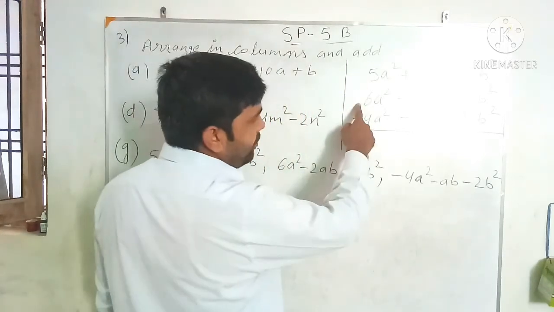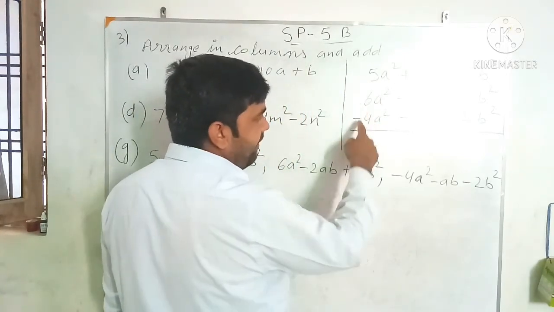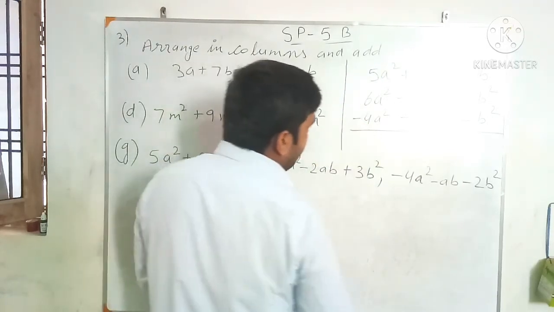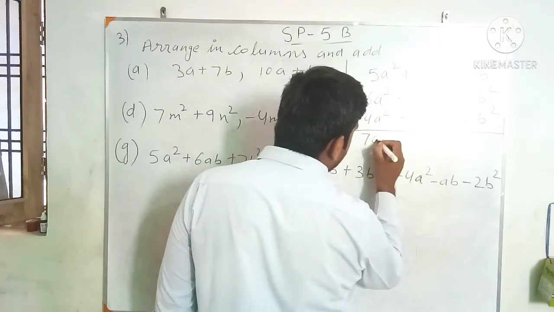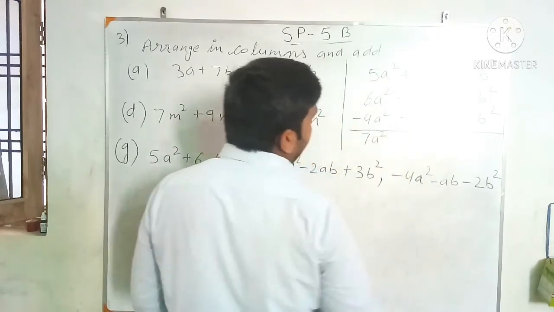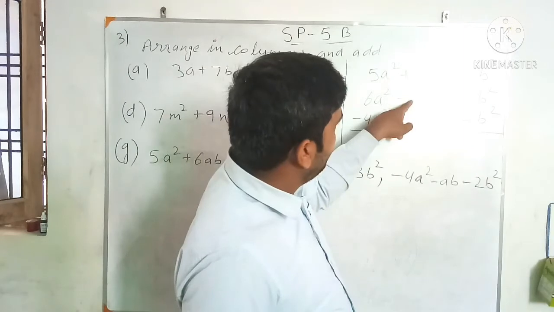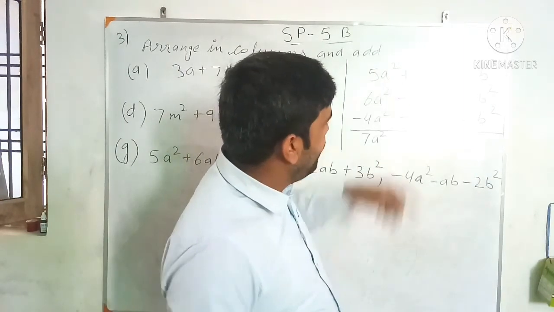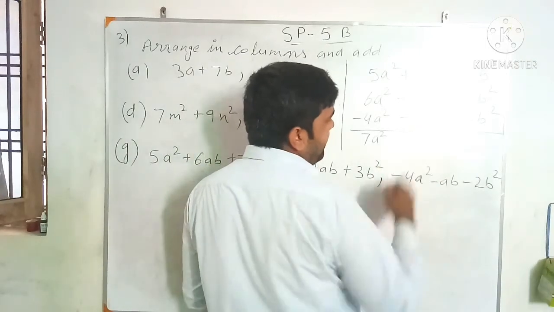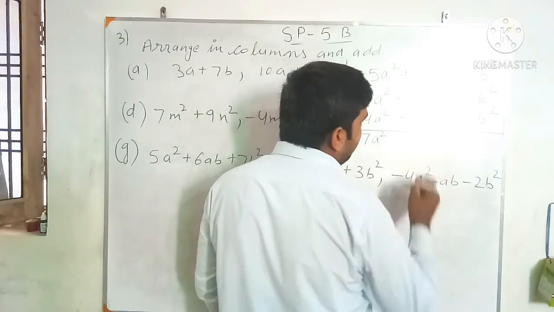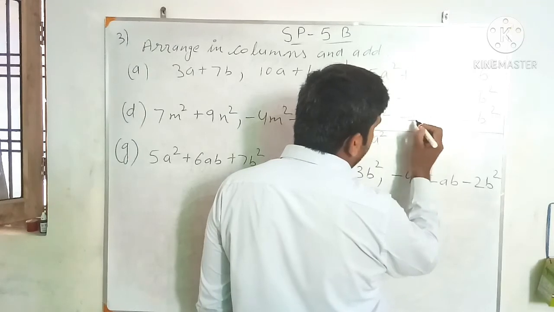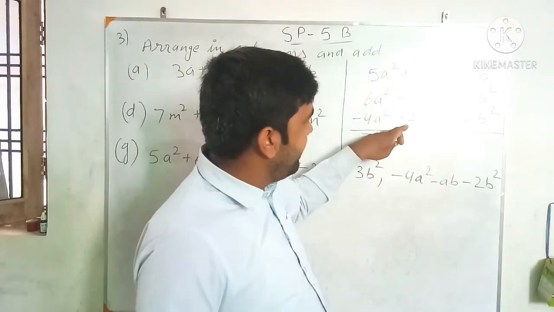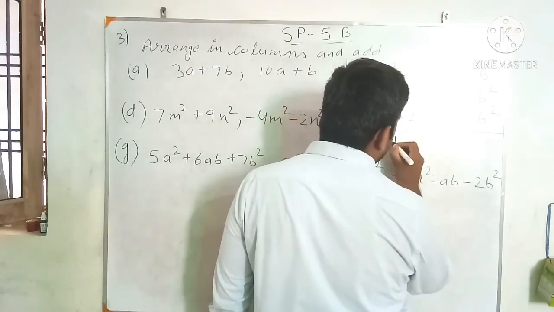So 5 plus 6 gives you 11. 11 minus 4 is 7. So here we get the result 7a square. Here you can see 6 minus 2 is 4, and 4 minus 1 is 3. The coefficient of ab is minus 1, which is not written, so it is understood to be 1. So 6 minus 2 is 4, 4 minus 1 is 3. So the answer will be plus 3ab.